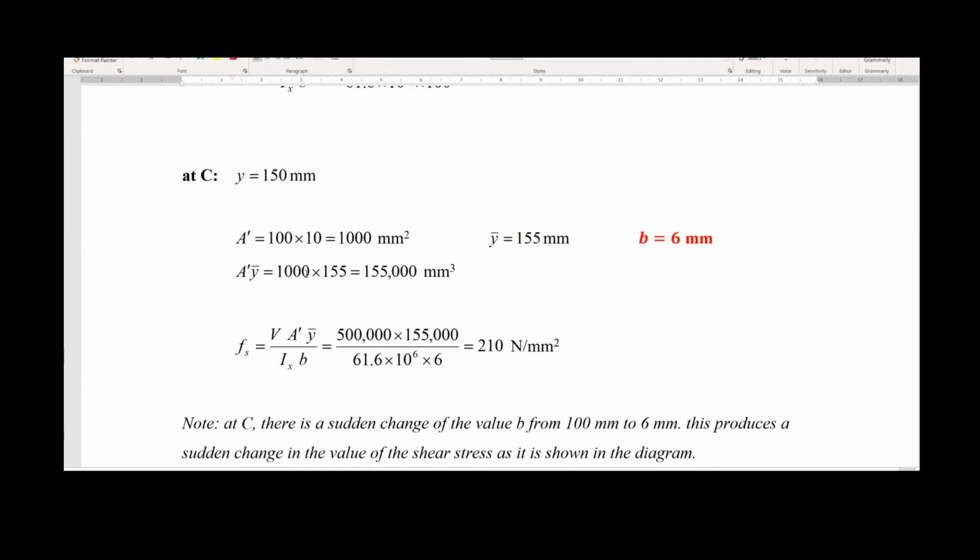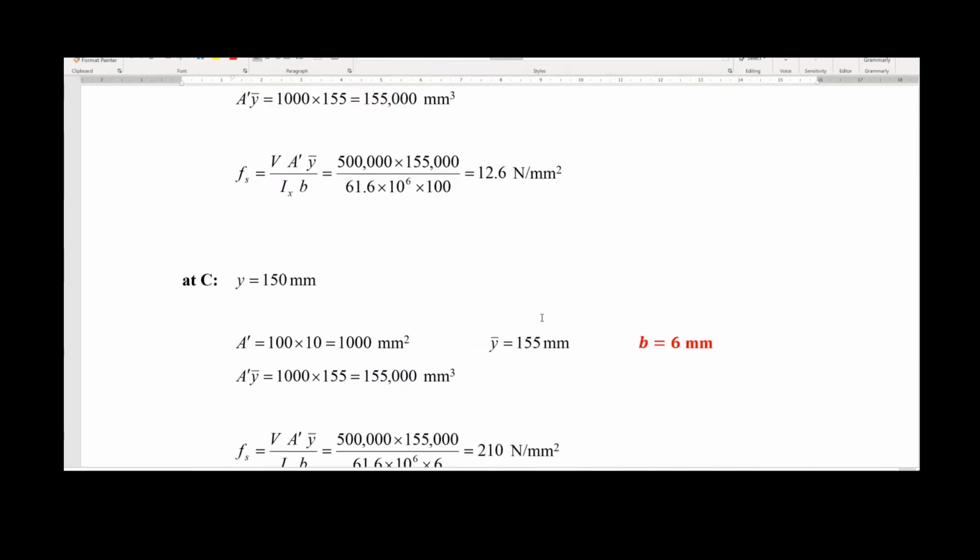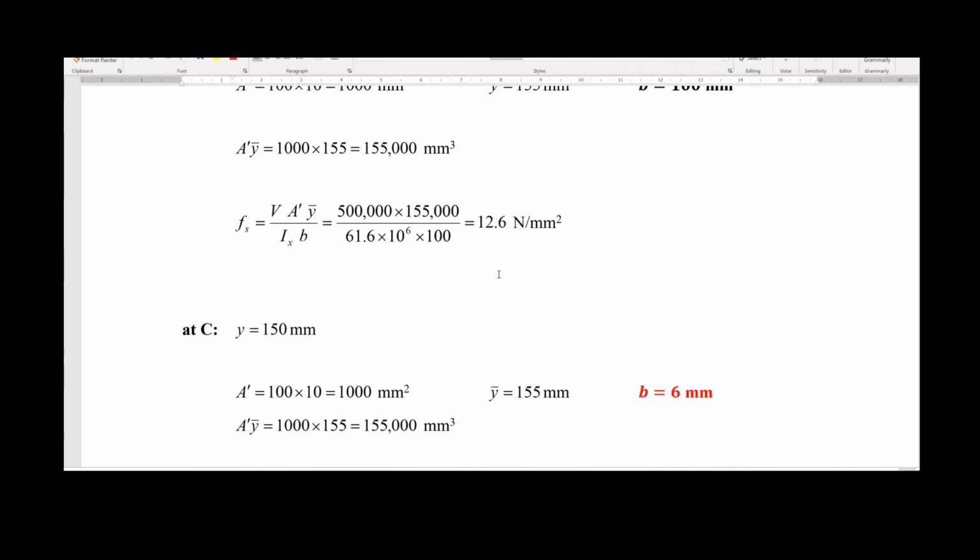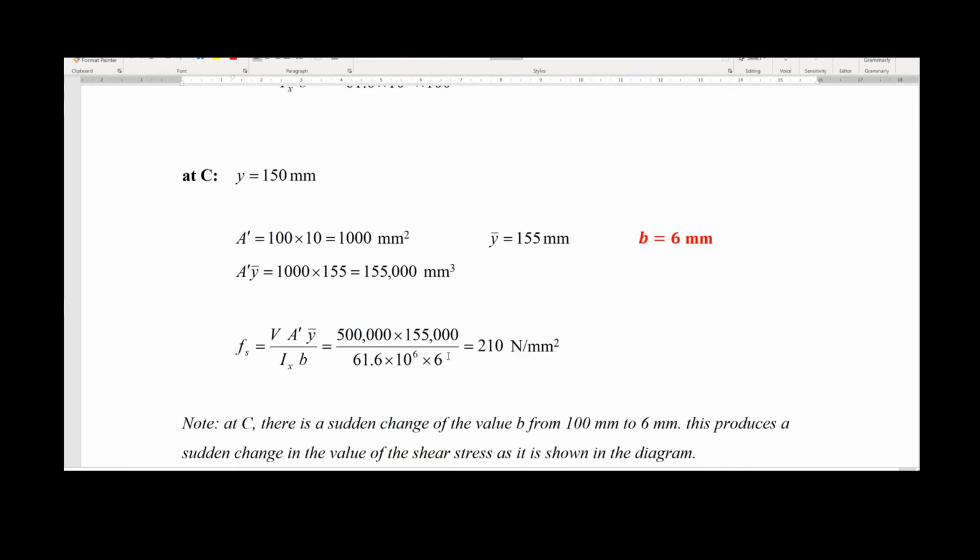The moment of area will be exactly the same because we didn't change the area. We didn't change the distance from barycenter to barycenter. And if we fit this formula, the only change we're going to have is B, because all the other values are exactly the same as the previous formula, as you can see. The only change is 100 to 6.